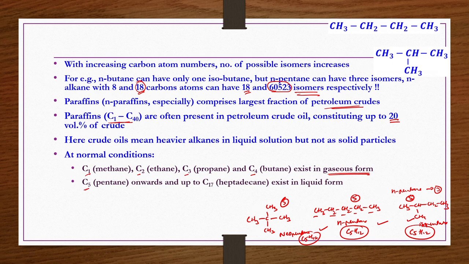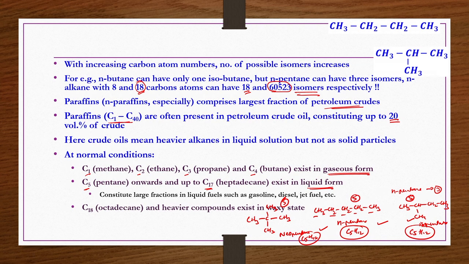Whereas C5 pentane onwards up to C17, that is heptadecane, exist in liquid form. Whereas octadecane C18 onwards and the heavier components exist in a waxy solid state. The C5 to C17 alkanes constitute large fractions in liquid fuels such as gasoline, diesel, jet fuel, etc.